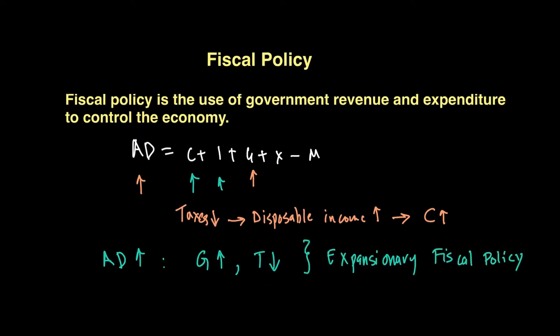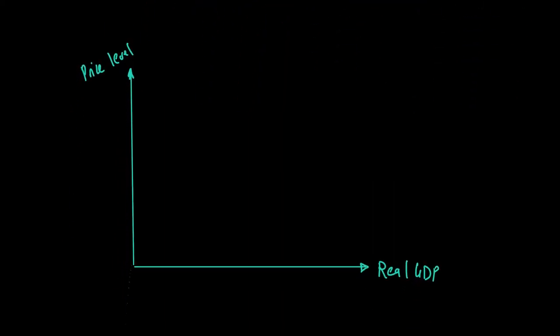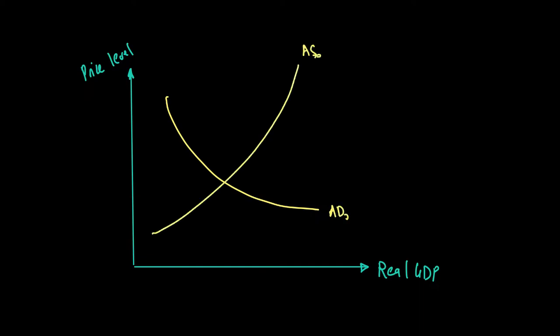Let's see expansionary fiscal policy in terms of a diagram. So let's say our aggregate demand is currently AD naught and aggregate supply is AS naught, and we are looking at our price level to be P naught, where real GDP is Y naught.